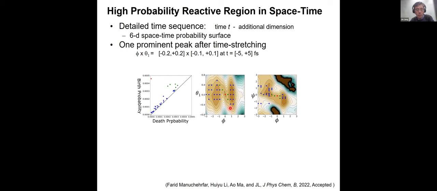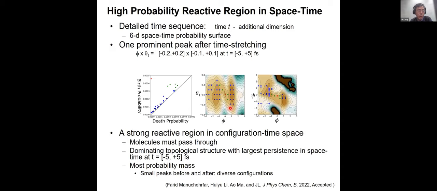What we found through persistent homology is that there's a strong reactive region in the configuration-time space. If molecules want to go to the product basin, they must pass through this region. It's the dominating topological structure with the largest persistence in space-time, in a very small time interval between -5 and +5 femtoseconds, and it contains most of the probability mass. Everything before and after is very diverse in terms of conformations.